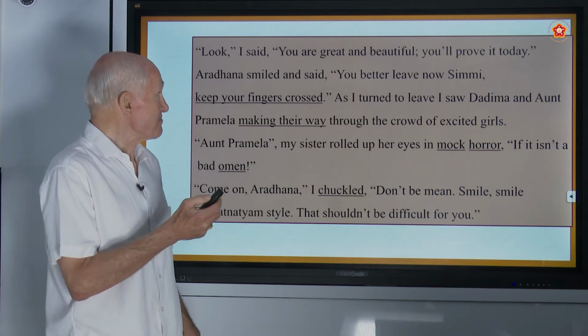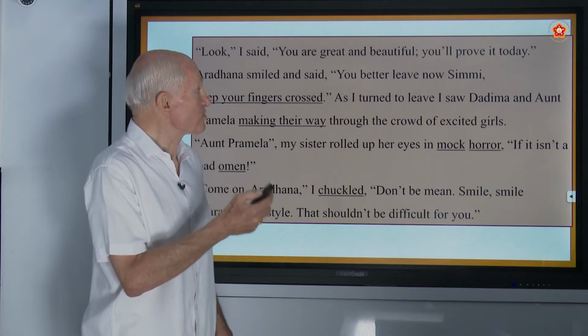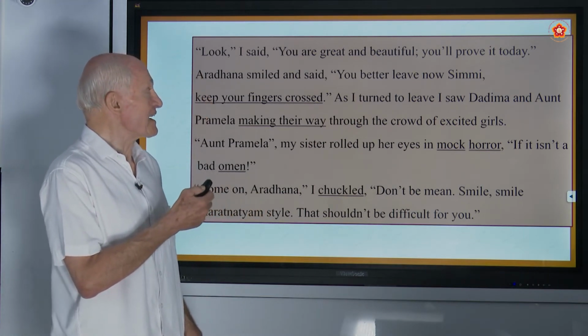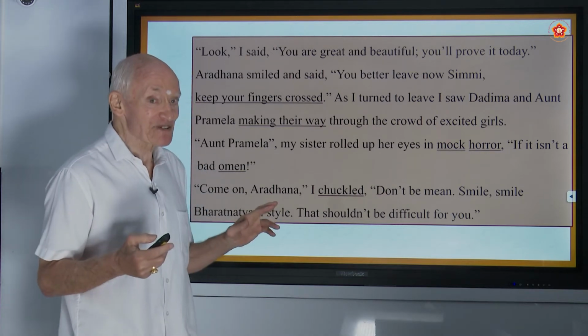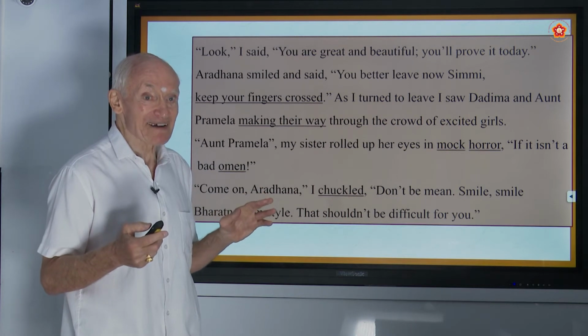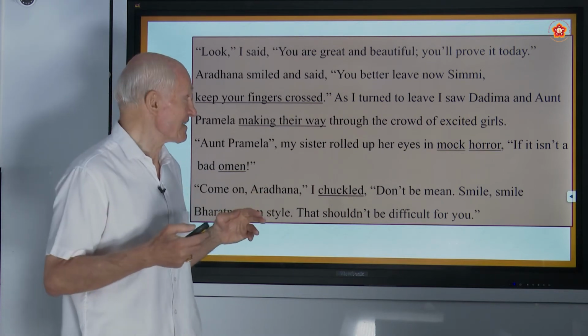"Look," Simi said, "you are great and beautiful. You'll prove it today." Ardhana smiled and said, "You better leave now, Simi. Keep your fingers crossed."